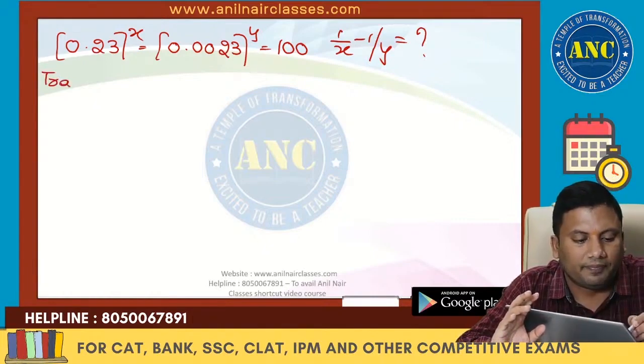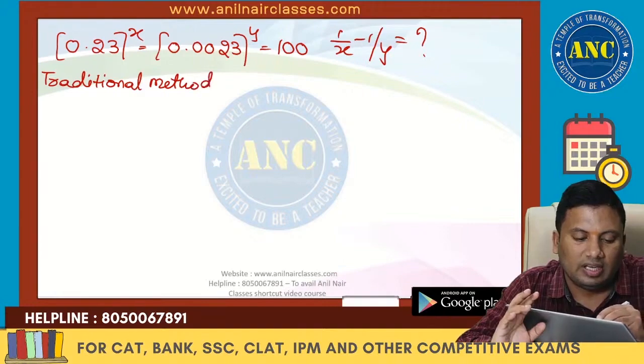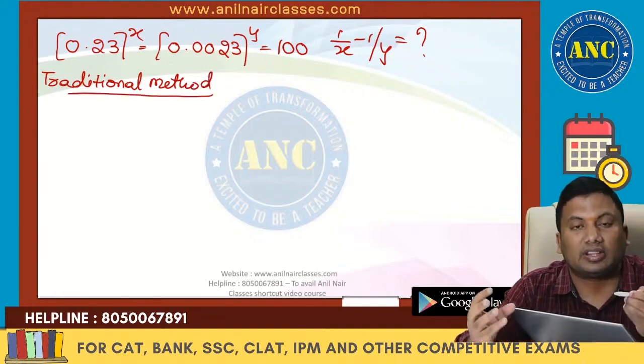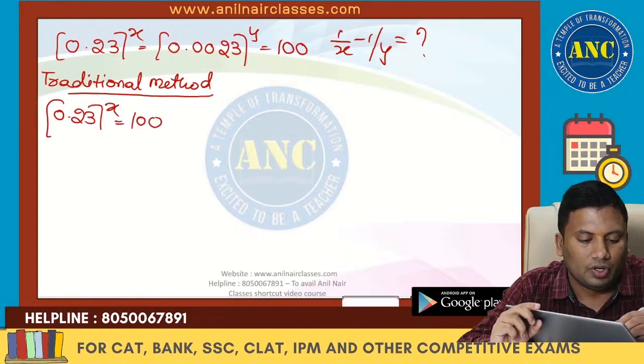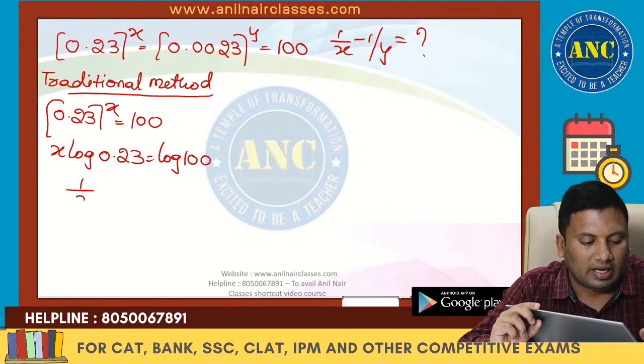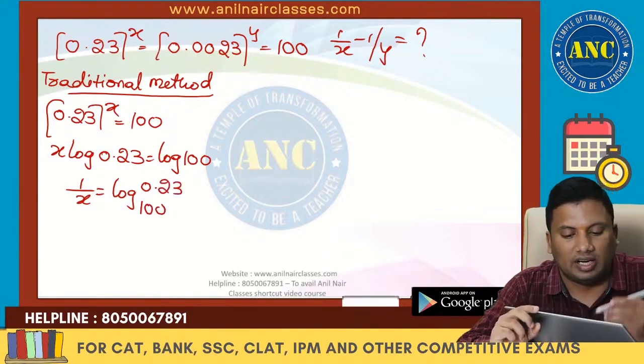Traditional method. One is approximation, which we did. Another method I will also discuss. Only thing here is we will use the traditional method. 0.23 power x equivalent to 100. So x log 0.23 equivalent to log 100. So 1 by x is nothing but log 0.23 base 100. I hope it is clear.